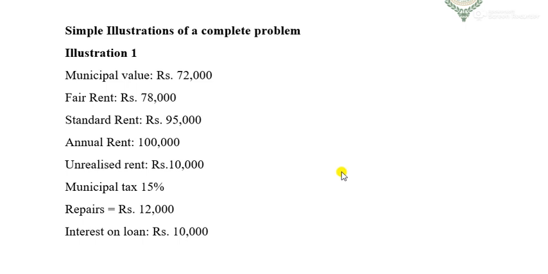So in this case, suppose Mr. X should have received an annual rent of 1 lakh rupees, but instead he receives only 90,000 because 10,000 is unrealized. So this unrealized rent part will be used in the calculation of gross annual value. I'll explain to you how you have to do it.